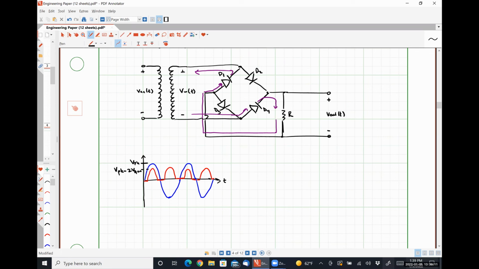So, like I said a moment ago, we get almost the exact same output voltage. What should our peak inverse voltage be? So 2V peak on both sides. Okay, so 2V peak.